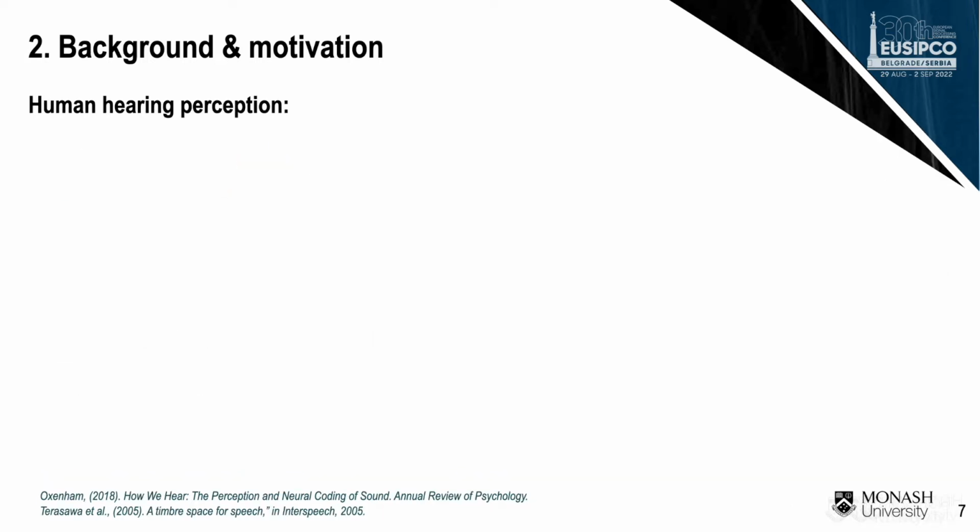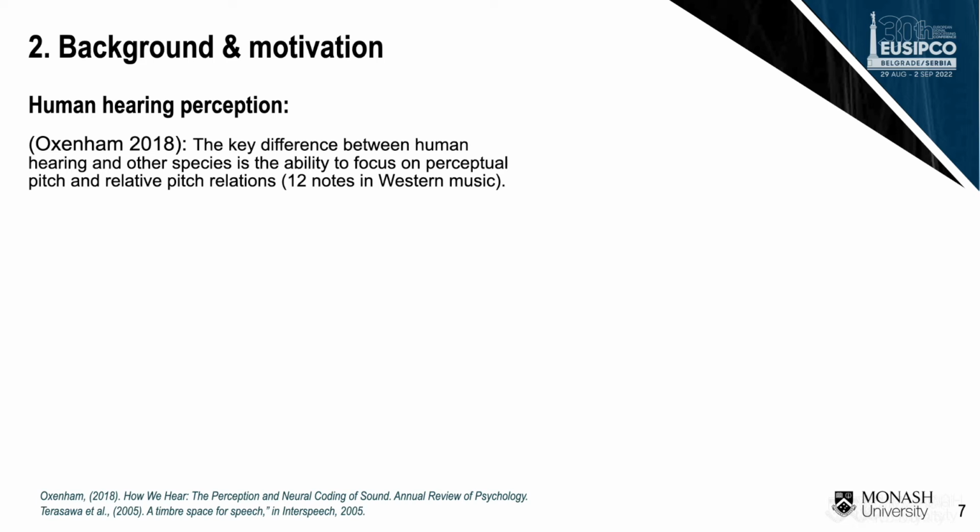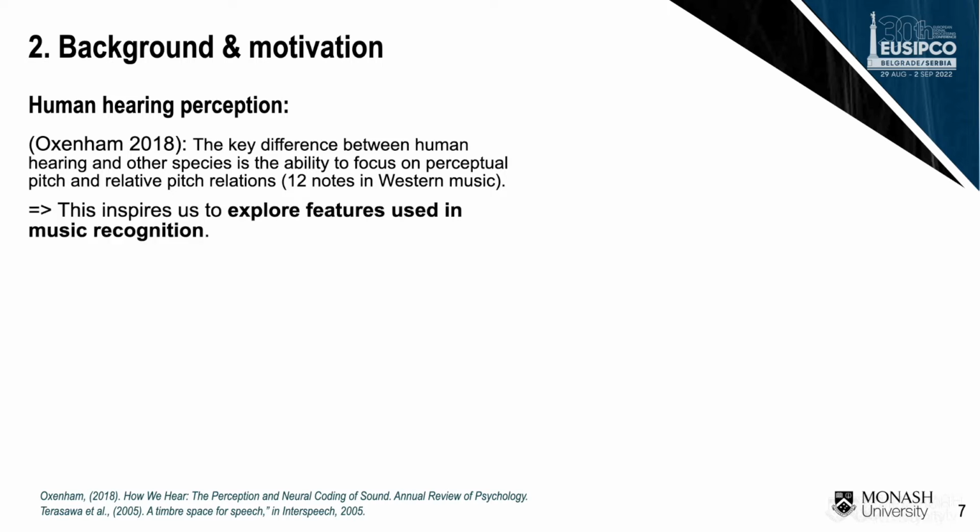To improve the ability of machines to mimic the human sense of emotions, the model must learn from features that represent a perception of emotional speech. Human hearing ability has a tendency to focus on relative pitch relations, or the musical notes. This inspires us to explore features used in music recognition.